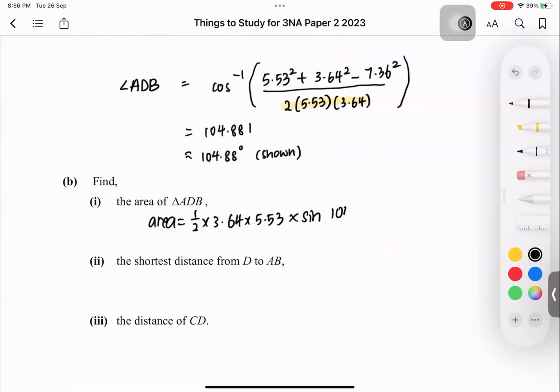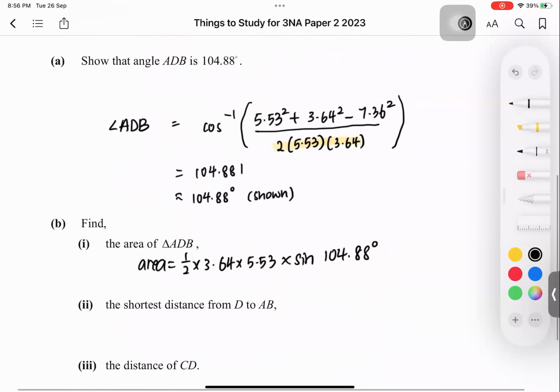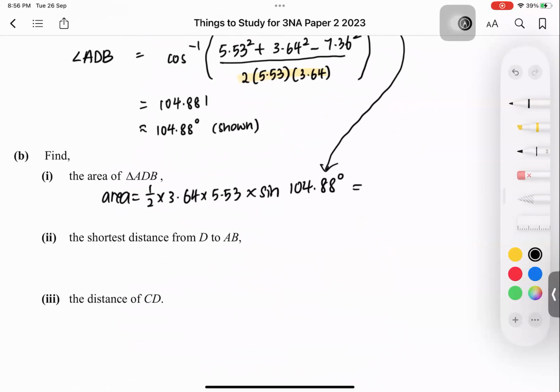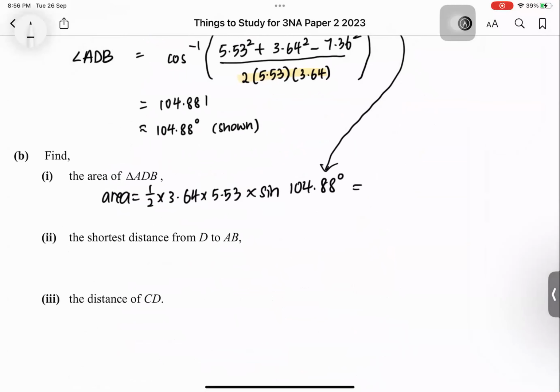Sine of the angle 104.88. Let's say you're not able to show in part A, but you can still use the answer for part B, right, to find the answer. And you probably need to find the shortest distance, so keep it as original, as accurate as possible.